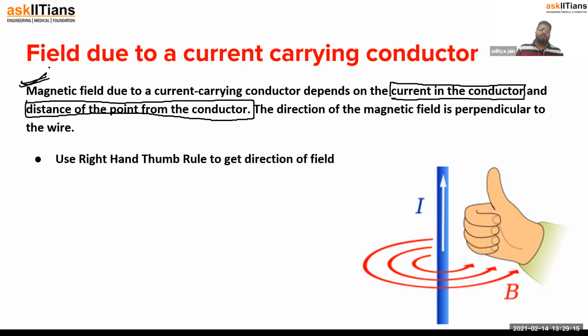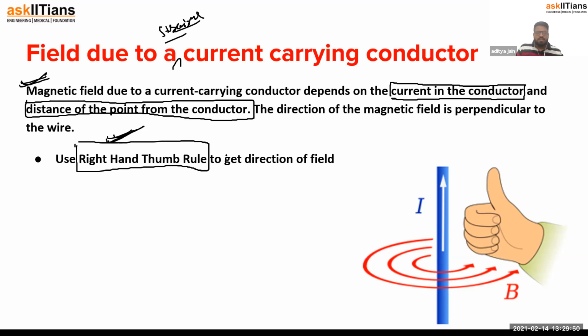But now we are concerned with the direction of the magnetic field. The conductor is generating some magnetic field, that is correct. But in which direction? The answer to that question is given by a rule known as the right-hand thumb rule. So the right-hand thumb rule will give you the direction of the magnetic field acting on a straight current carrying conductor.